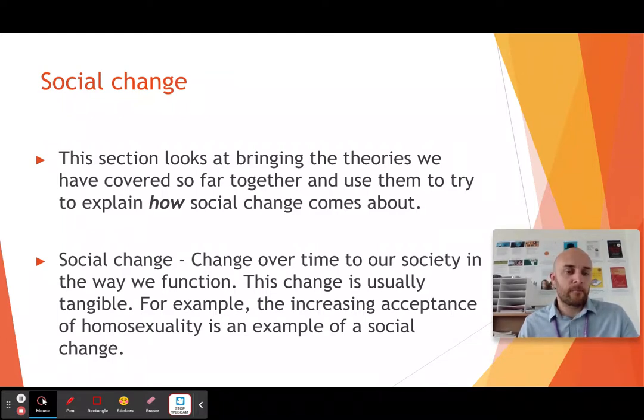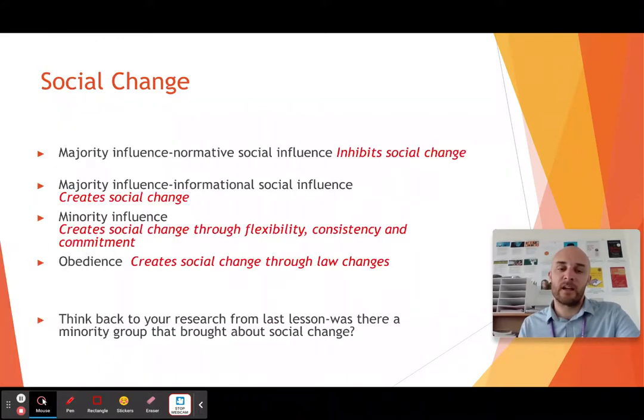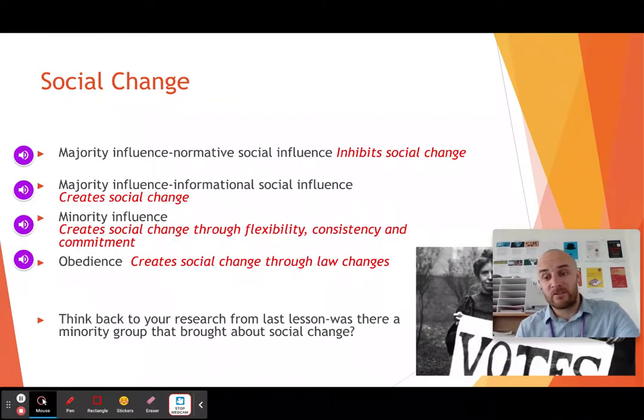A lot of people don't agree with this, and a lot of students don't agree with this because it's not how they grew up. So I'm going to use that example as we go through, just to give you some contextualized examples. As I said, we're going to look at conformity, obedience, and minority influence, and how they encourage or inhibit and stop social change. This is pretty much your answers.